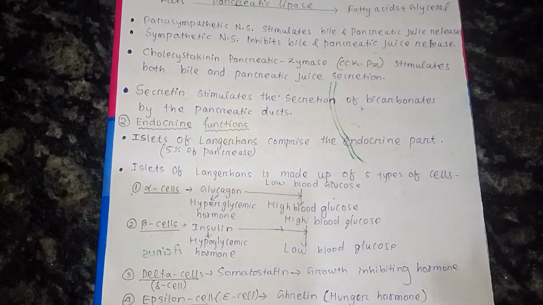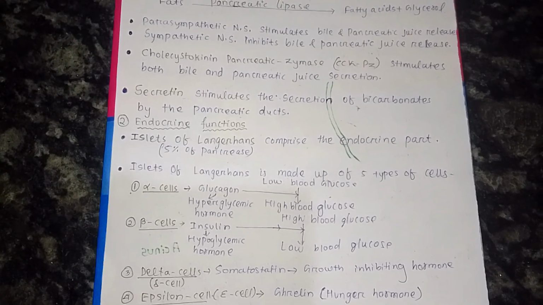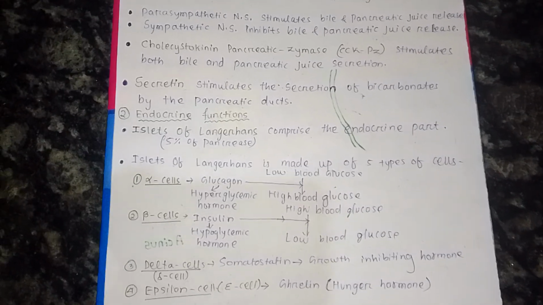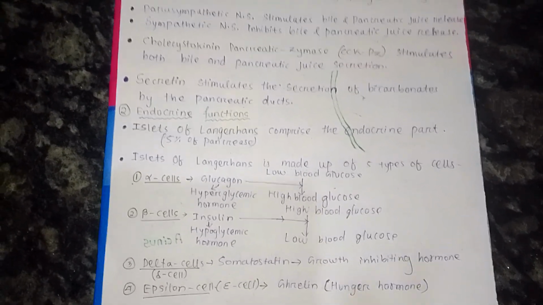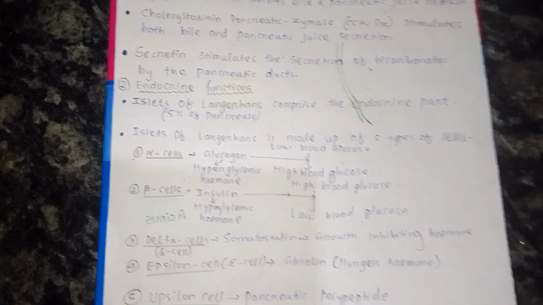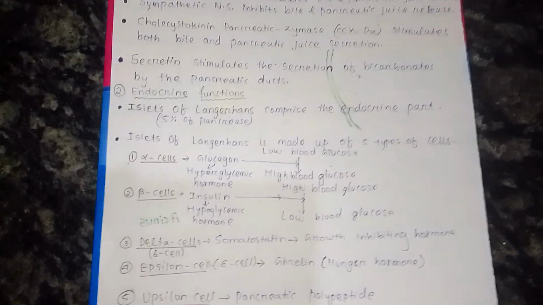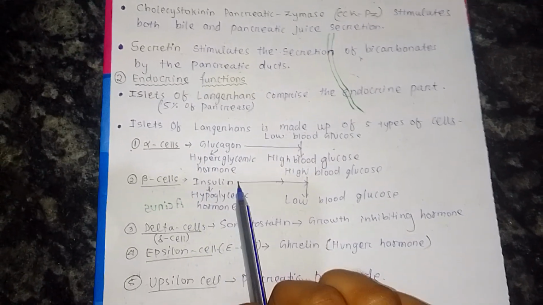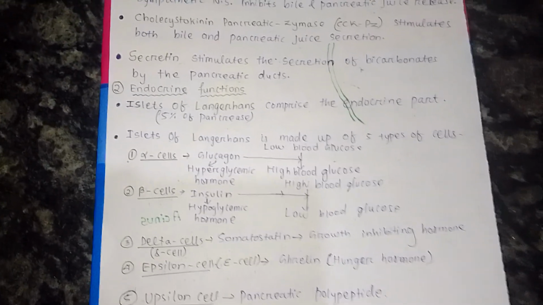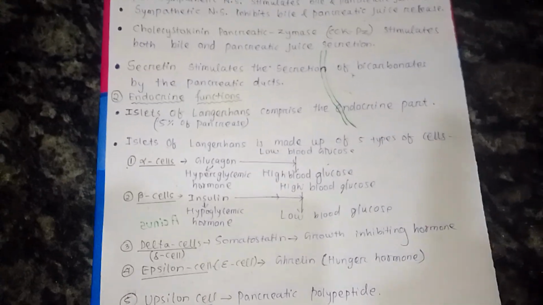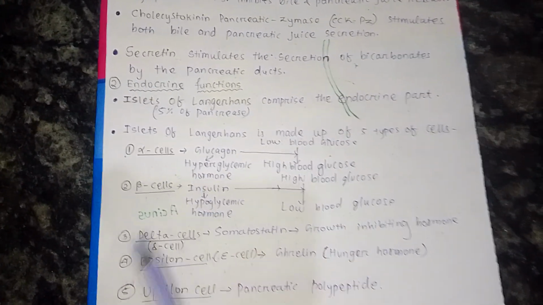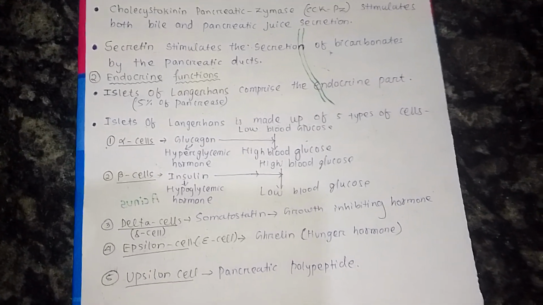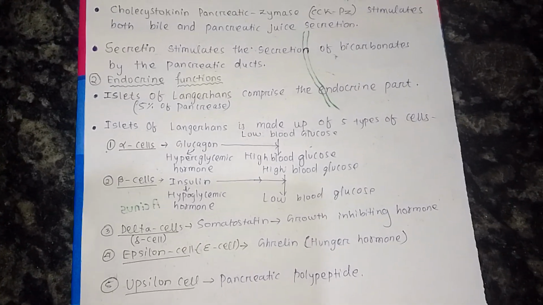Remember one thing: whenever we are asked about the function of a hormone, then the function is always seen on blood. Like what is the effect of the hormone on blood? We only talk about blood, we never talk about tissue or muscles or any other things. Now the beta cells secrete insulin, which is a hypoglycemic hormone. It means it will decrease the level of glucose in blood, so it is known as a hypoglycemic hormone. It helps in the absorption of glucose from blood to the cells through the GLUT4 receptor.